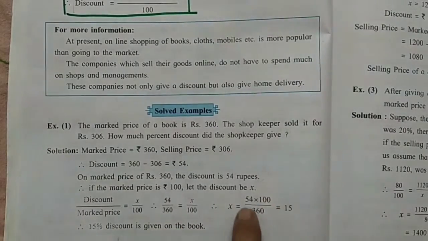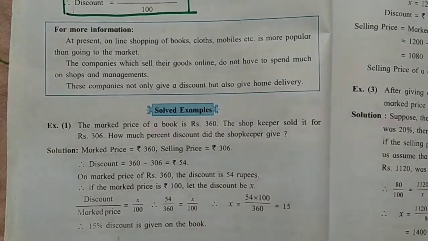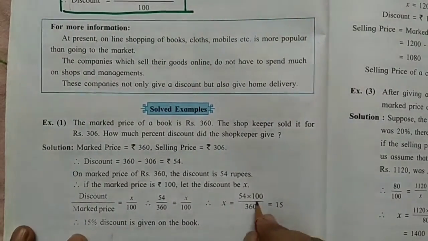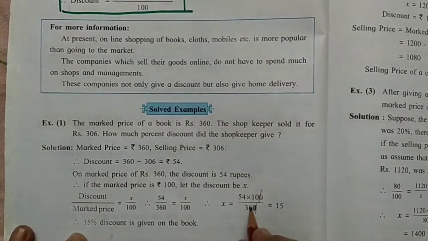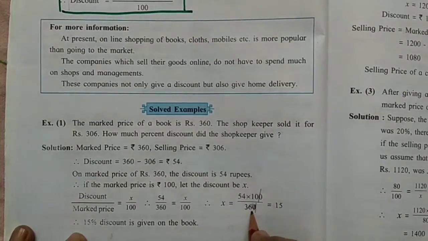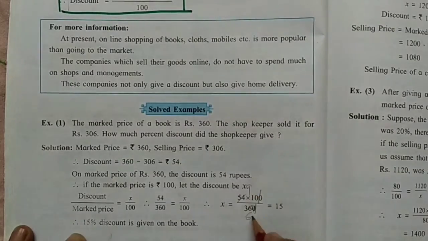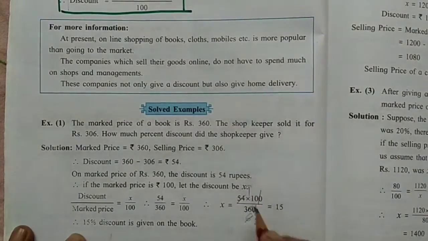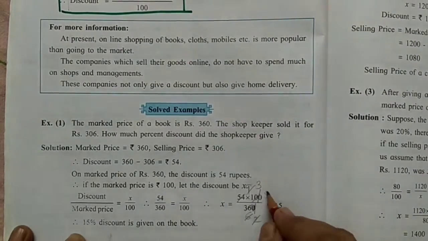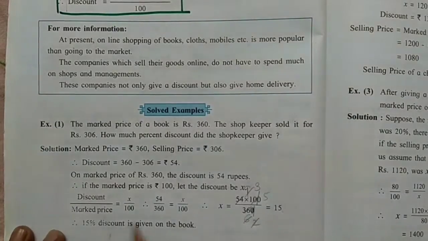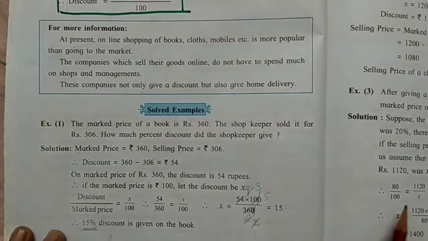By cancelling the 0, then we can cancel this. I'll show you the cancellation, how they got this. See here, this 0 cancels. Now 54 and 36, I can divide by 6. 6 sixes are 36, 6 nines are 54. Again this 6 and 9 I can divide by 3, 3 twos are 6, 3 threes are 9, and this 2 with this 10, 2 ones are 2, 2 fives are 10, so 5 into 3 is 15. So this is the percent discount. So 15% discount is given on the book.